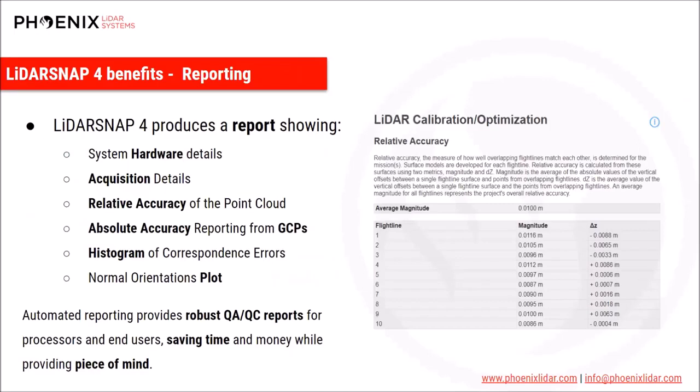And once this one-step calibration tool is completed, we provide quite an in-depth report showing hardware details, acquisition details, the relative accuracy of the point cloud, so line to line, how does the point cloud relate to itself, as well as the absolute accuracy, how the point cloud corresponds with the checkpoints. These correspondence errors are visualized in a histogram as well as a few other plots. And you're able to understand what type of observations were used in which direction in the normal observations plot to ensure that you're not analyzing the point cloud solely from a roll perspective or a pitch perspective. You have a wide range of observations to correct from.